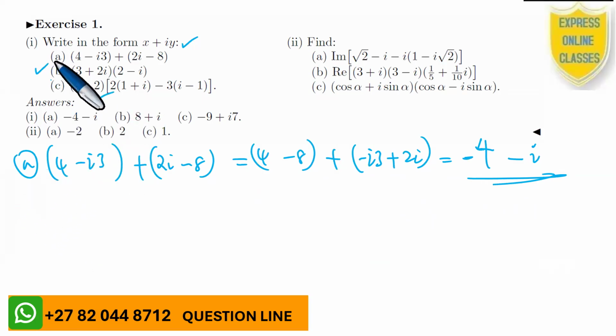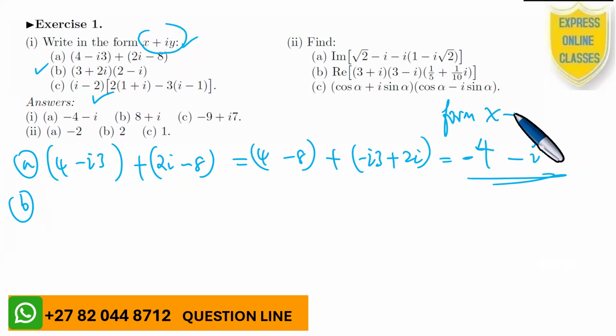Right, looking at part B, and this answer has been written exactly in the form x plus iy. That is the form they wanted. Right, in the form x plus iy. So we continue.